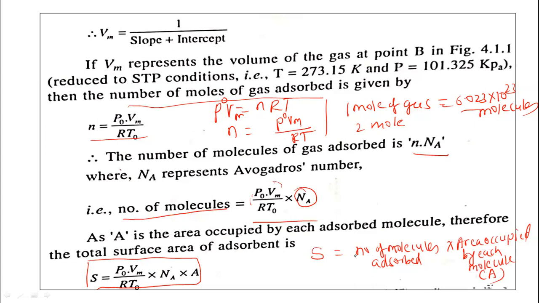So in this way, with the help of this BET adsorption isotherm, the BET equation, the surface area of the adsorbent can be determined. How much surface area is available for the adsorption process can be determined with the help of this BET equation. And that is the application of the BET theory, determination of the surface area of the adsorbent.